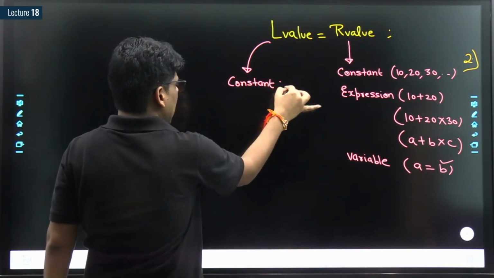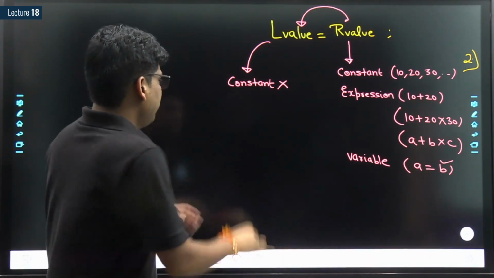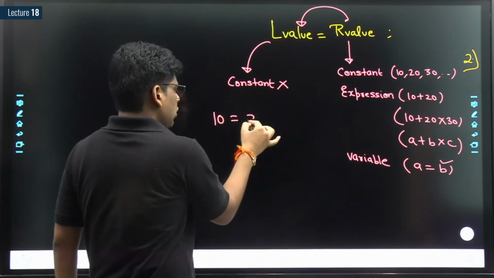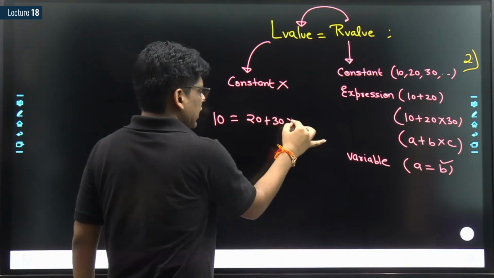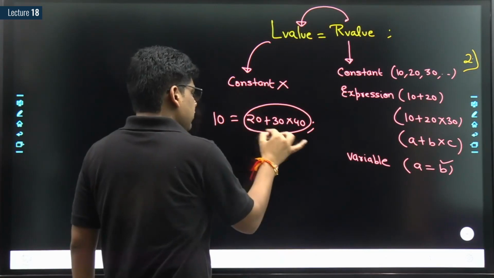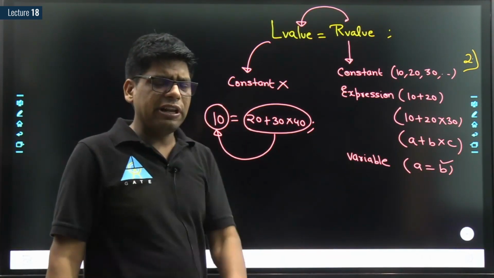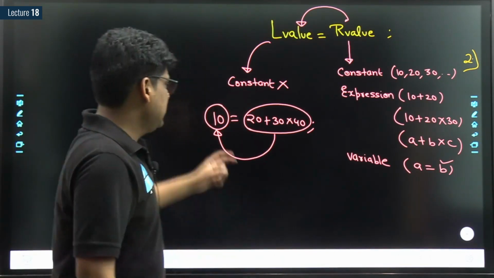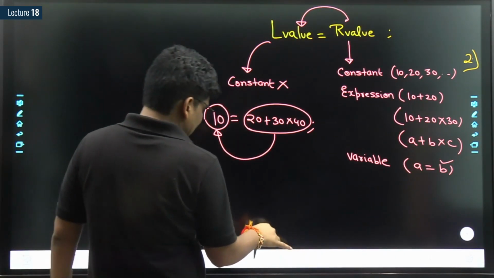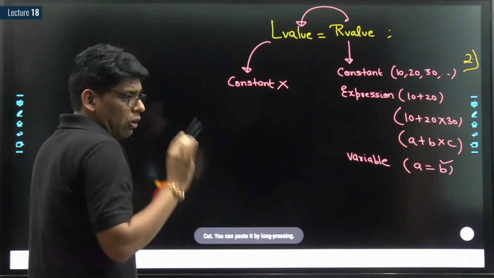No, sir. How could we store something inside a constant? We cannot have a constant. Can I have 10 is equal to 20 plus 30 into 40? No, sir. Because we are trying to assign this value inside this 10. 10 is not a memory location. 10 is not a variable. 10 is not a container. That means there is an error. The L value cannot be a constant.